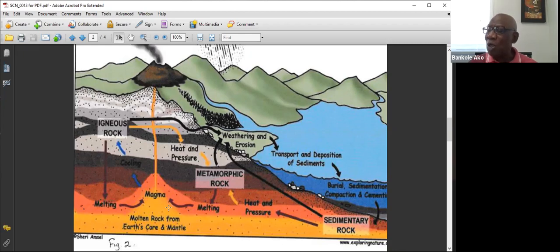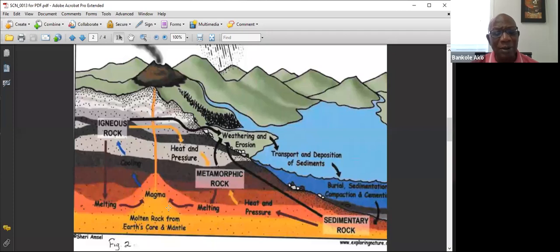It's when this rock got to the surface and they cool suddenly, it affects what we refer to as their texture. They could be coarse-grained or medium-grained or very fine-grained, as you find in basalt, in the Jos area, for instance.